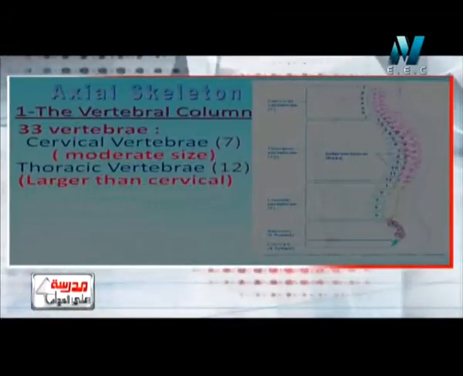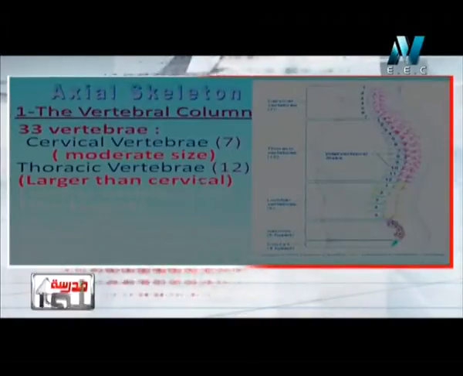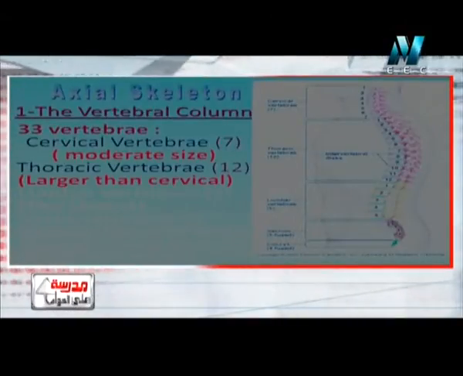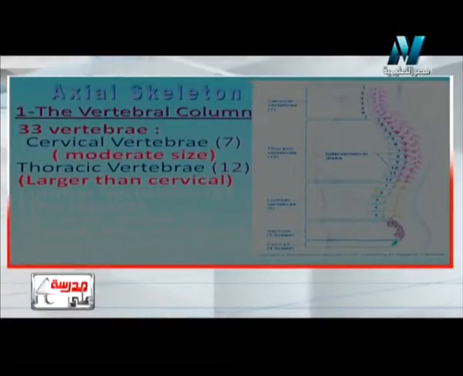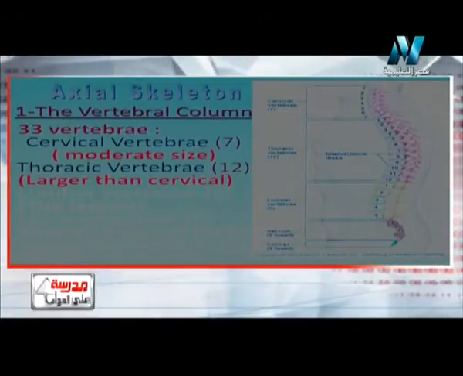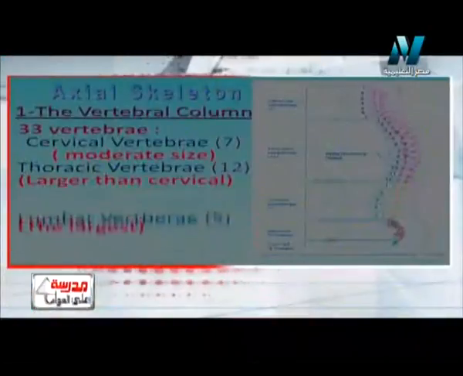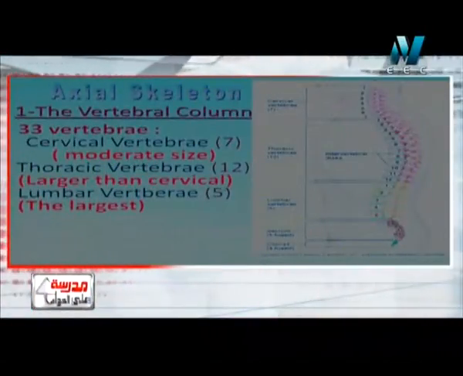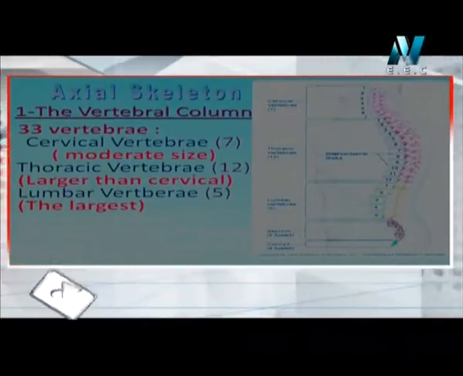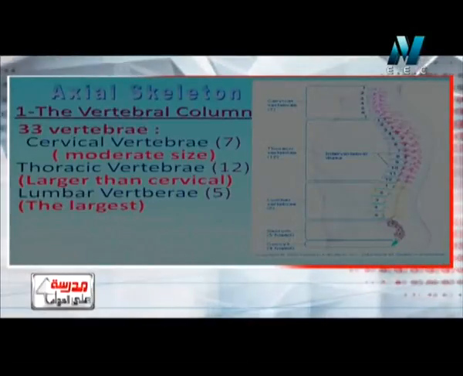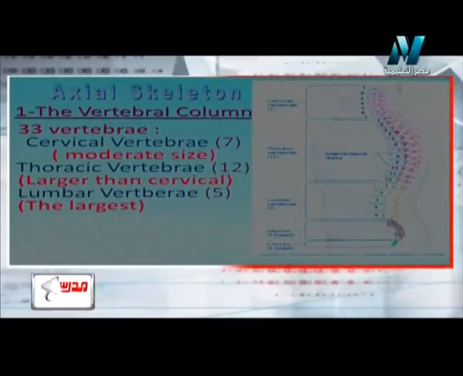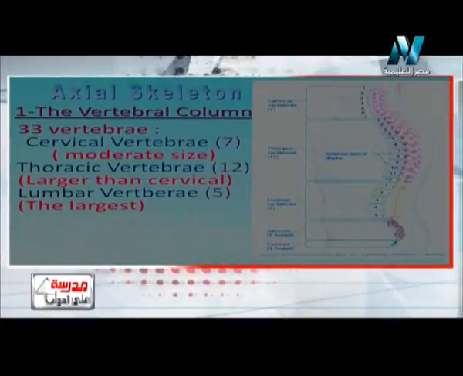Number 2, thoracic vertebrae. The number of them is 12. This is for thorax, or they are connected with the ribs of the rib cage. Number 1, cervical 7. Number 2, thoracic, 12. Number 3, lumbar vertebrae. This is for the abdomen, connected with the abdomen. Their number is 5. 7 cervical, 12 thoracic, 5 lumbar.